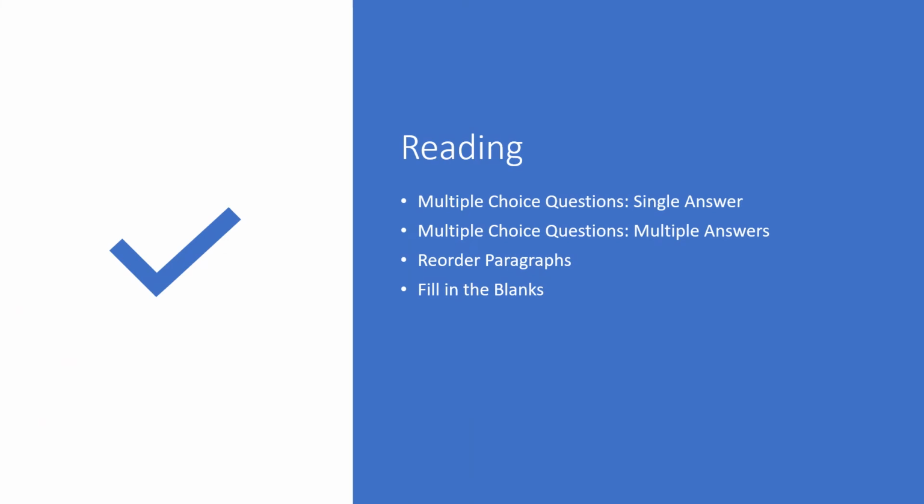Now, the reading section consists of 4 major question types. 2 different multiple choice questions, that is, with a single answer and multiple answers. Reorder paragraphs: you have to reorder the randomly given paragraphs. Fill in the blanks has 2 question types. One is drag and fill type to assess your reading score, and the other one is selecting from a drop down, which impacts both your reading and writing scores.